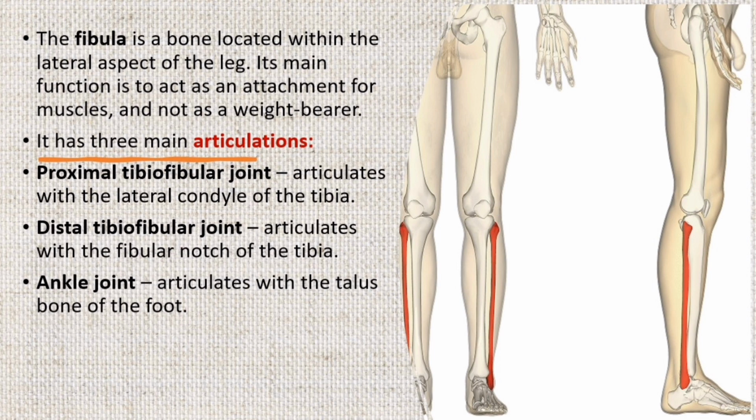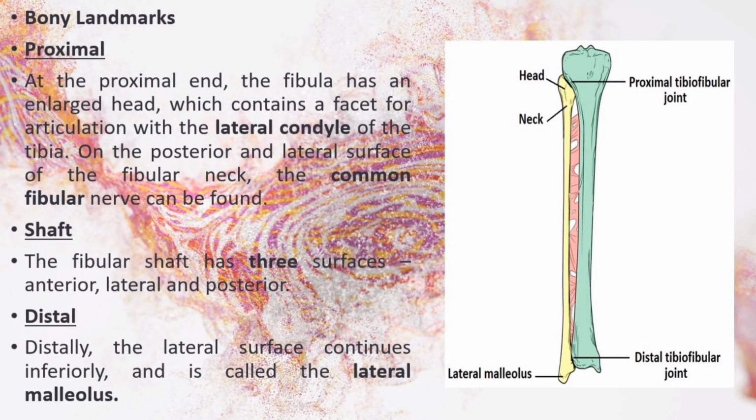In this video, we shall look at the anatomy of the fibula, its structure, bony landmarks and clinical relevance. Bony landmarks. Proximal. At the proximal end, the fibula has an enlarged head, which contains a facet for articulation with the lateral condyle of the tibia. On the posterior and lateral surface of the fibular neck, the common fibular nerve can be found.